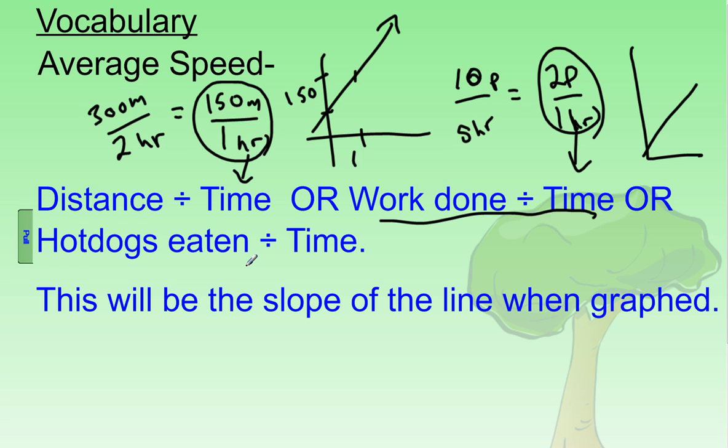If it's 50 hot dogs in, I don't know, whatever, 10 minutes, then the slope would be 5 over, what did I say, 50 hot dogs in 10 minutes? 5 over 1? 5 hot dogs a minute. Okay, that would be the graph. That would be the slope of the line. Have a slope of 5 over 1. Okay, so let's get to it.